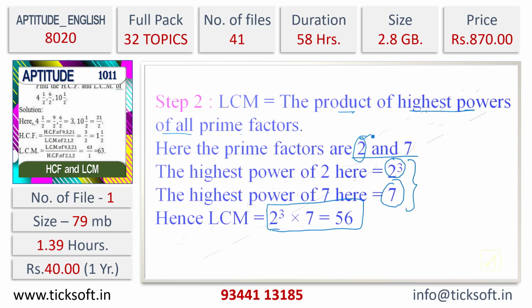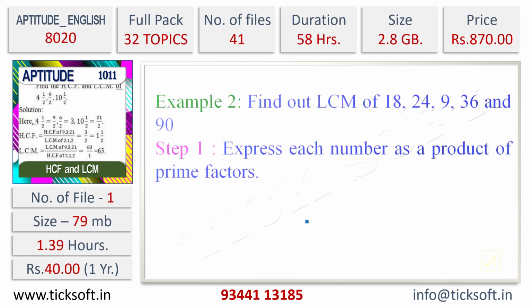So here for this prime factor 2 the highest power is 3 and for this prime factor 7 the highest power is 1. So 2 to the power 3 into 7 to the power 1 is the required answer. Here 2 to the power 3 is 8. So 8 into 7 equal to 56. So this is the LCM of 8 and 14. And now we have the second example.